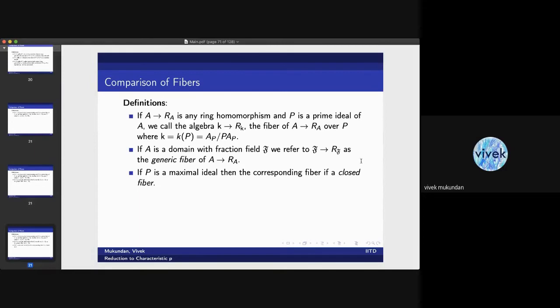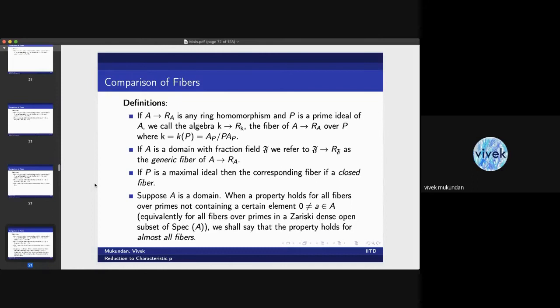Okay, so if the P is a maximal ideal, the corresponding fiber is called a closed fiber. And this is a very important definition. Suppose you have A as a domain, then a property holds for all fibers over primes not containing a certain element a, then the property holds for almost all fibers. Another way of saying that: if you look at all the primes which run inside a Zariski dense open subset of R, and the property is true for those fibers, then you say that it is true for almost all fibers.